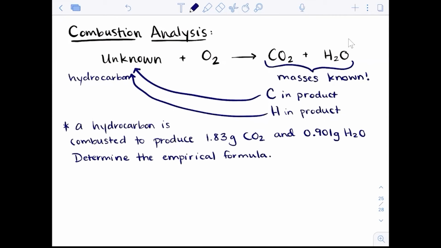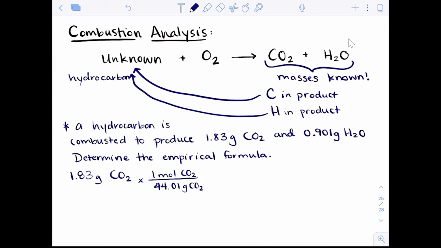We could also do the molecular formula if we had the molar mass. We'll just stick with the empirical formula. Now, a couple of extra steps here. We need to convert the grams of each of these compounds to moles of the compound using their molar masses.